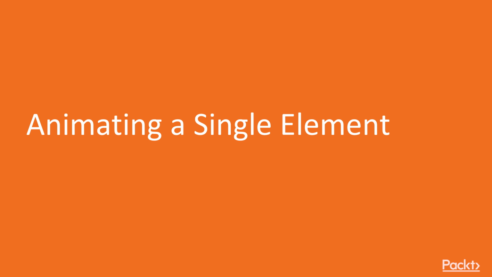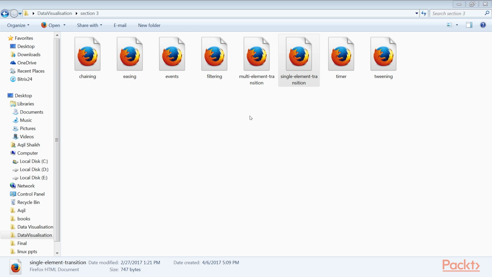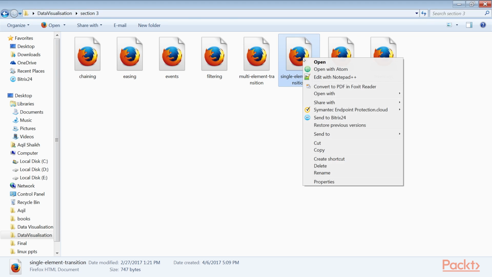This is the first video of this section, animating a single element. In this video, we're going to take a look at the simplest case of transition: interpolating attributes on a single element over time to produce a simple animation. Let's start then. Open your local copy of the file in Text Editor.